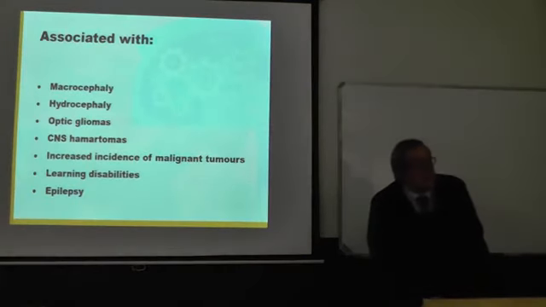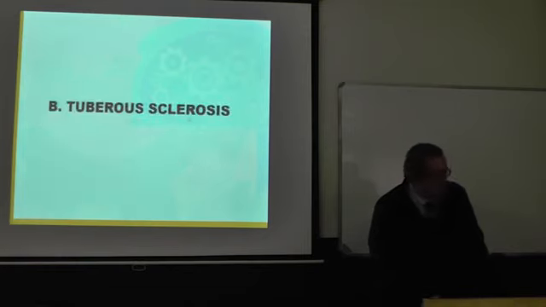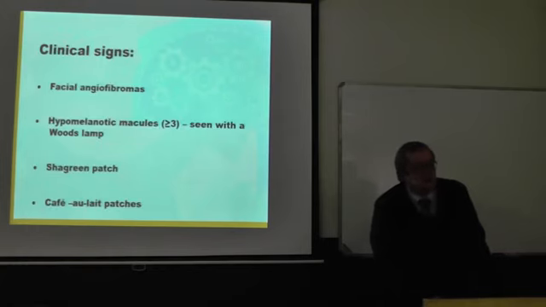So it may be associated with relatively large heads, hydrocephaly, optic gliomas, hamartomas of the central nervous system, increased incidence of malignant tumors, learning disabilities and attention problems, and epilepsy. Tuberous sclerosis is of specific interest because it's got a very high comorbidity with autism. So much so that almost 40% of children with tuberous sclerosis will present with features of autism.